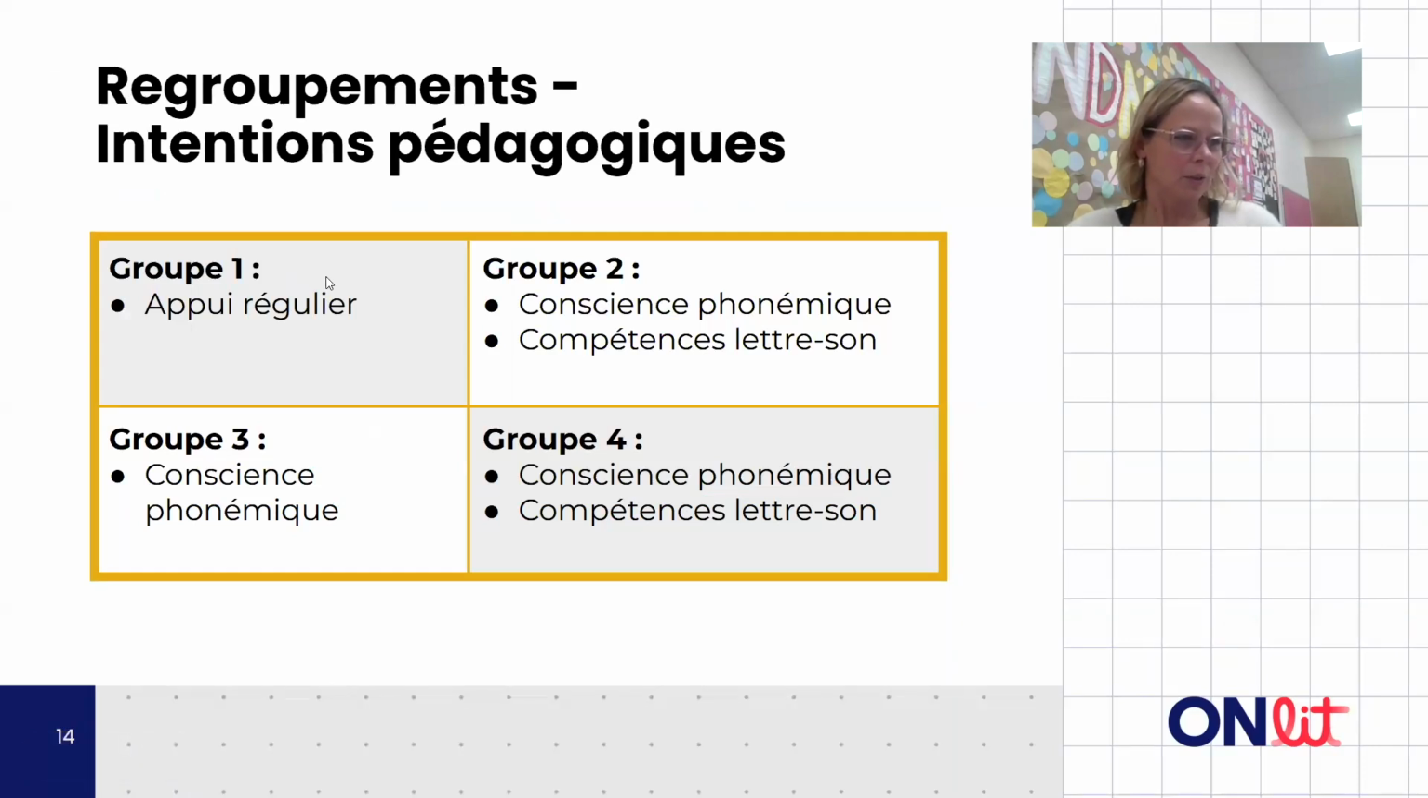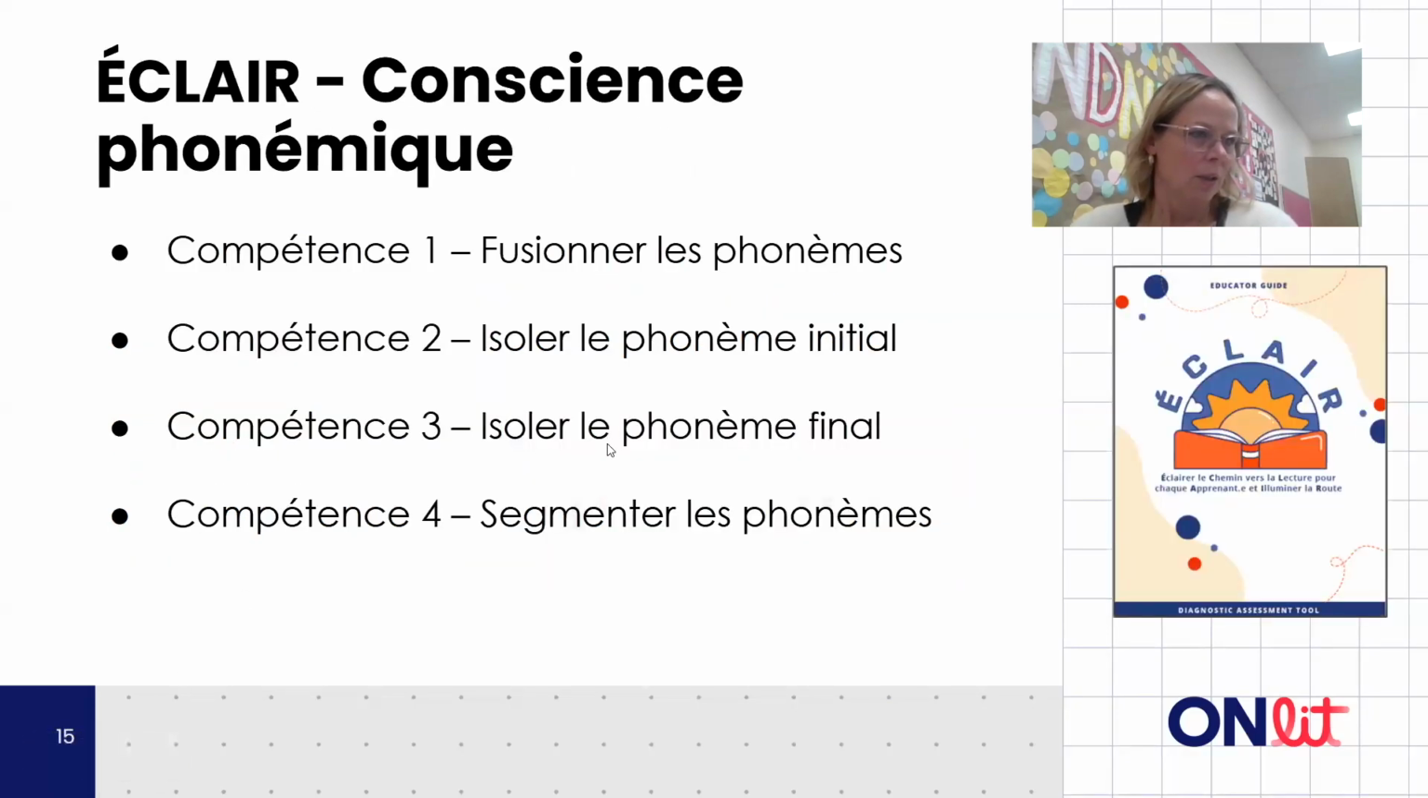So group 1, of course, continuing with that strong tier 1 instruction. Group 2, conscience phonémique et compétences lettres-sons. Groupe 3, conscience phonémique. Et groupe 4, conscience phonémique et compétences lettres-sons. What we can do, if we need to narrow it down and look at those specific skills where students require support, is use the Éclair diagnostic assessment tool to see, is it fusionner les phonèmes, isoler le phonème initial, isoler le phonème final, segmenter les phonèmes.